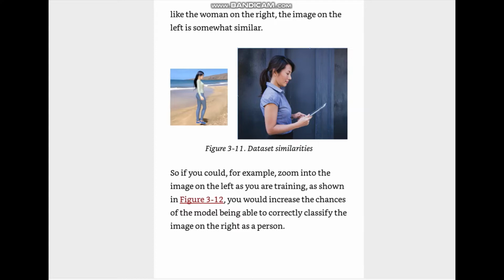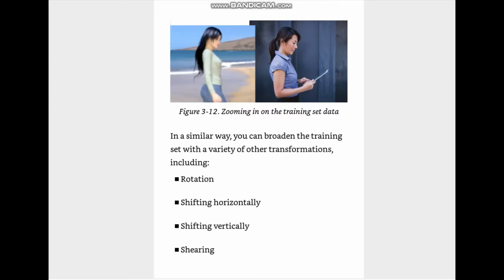So what he's saying here is that if we zoom in on the image on the left, it will be kind of the same as the image on the right, and the probability of the model classifying the zoomed-in image as a human or a person would be higher. So here you can see.